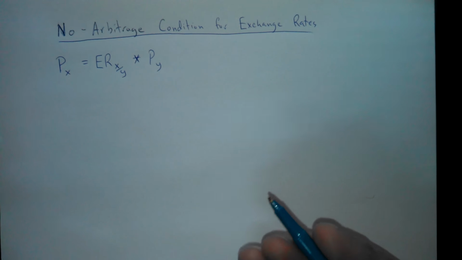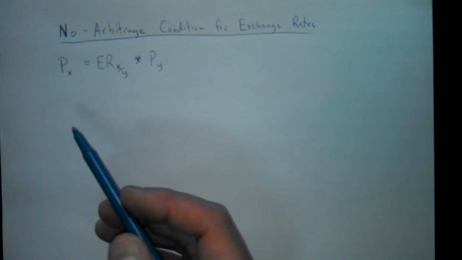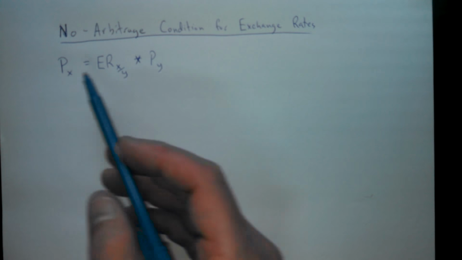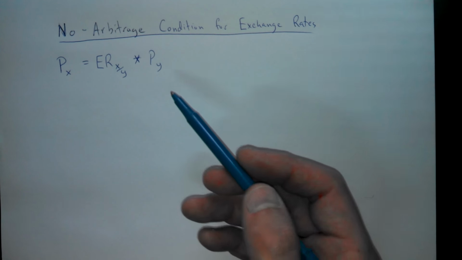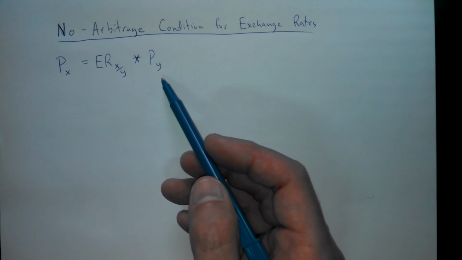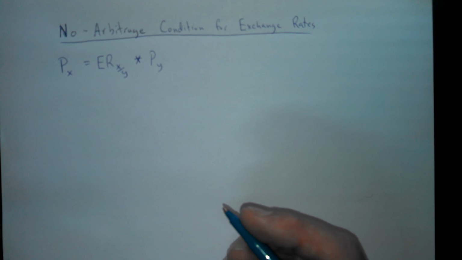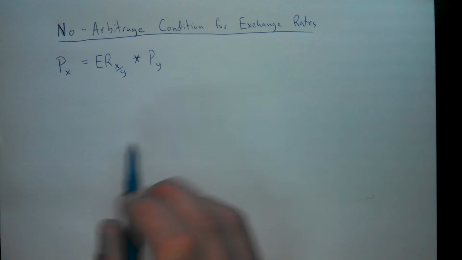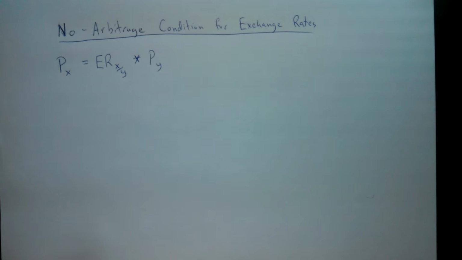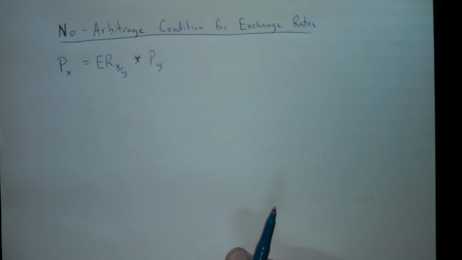There's no profit. It wouldn't be profitable to buy the good in, say, country X and then take it to country Y and sell it there and make a profit, or vice versa, buy it in country Y and take it to X and make a profit that way. So if this is true, then doing those kinds of things is impossible.